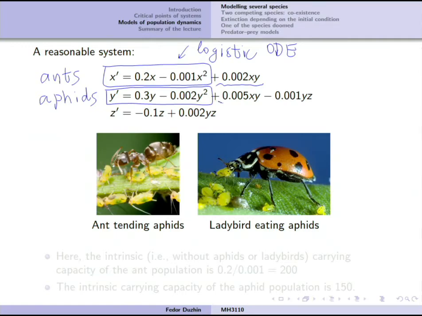So then we have a positive term with xy, and again the idea here is that x is the ant population and y is the aphid population, so whenever they meet, this encounter is beneficial for aphids too, because ants are going to take care of aphids and protect aphids from ladybirds. That's why here we have a positive number, right? The fact that this number is positive and this number is positive is because whenever ants and aphids meet, this encounter is beneficial for both of them, because ants care for aphids and aphids provide food for ants.